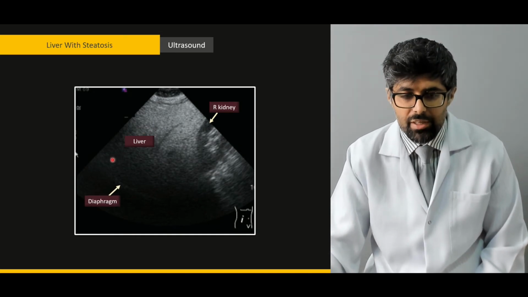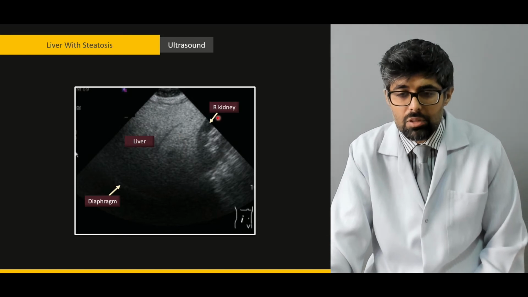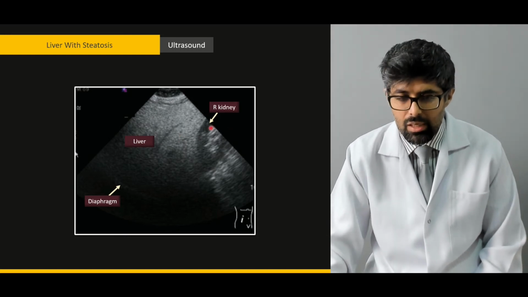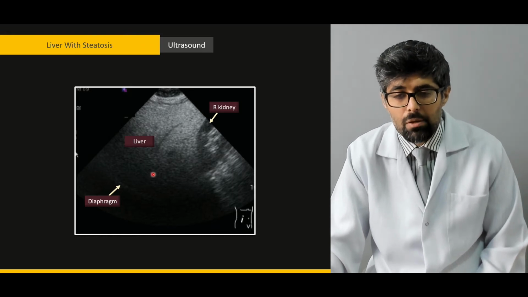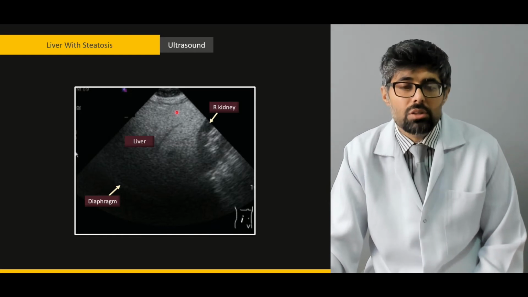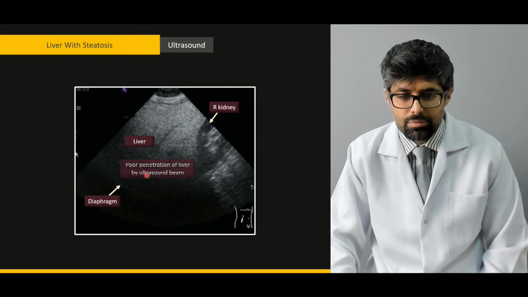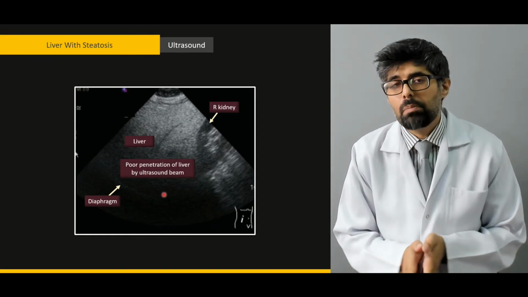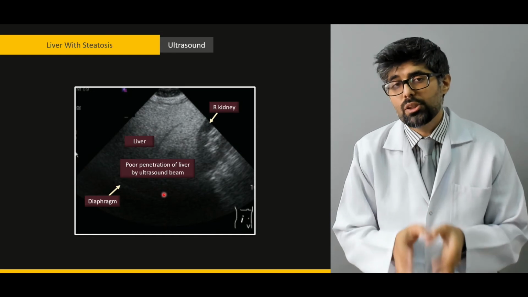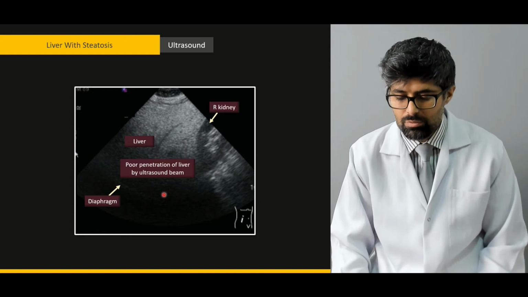As you can see here, this is the diaphragm, this is the parenchyma of the liver, this is the right kidney, but this area is not visualized properly because the fatty area here has blocked the entry of the sound waves generated by the probe. And this is a very typical picture of liver steatosis, or otherwise known as fatty liver.